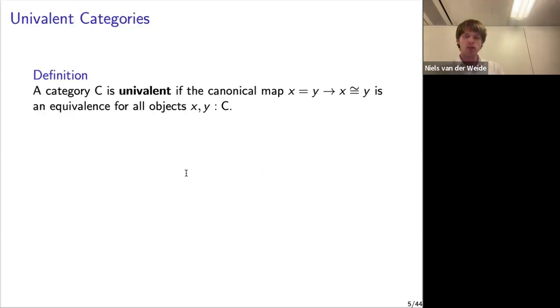So let me first briefly recall what a univalent category is. We say that a category is univalent if identity of objects, so when two objects are equal, is the same as isomorphism of objects. We can make this precise by saying that we have a map sending identities of objects to isomorphisms, and by saying that this map is an equivalence.